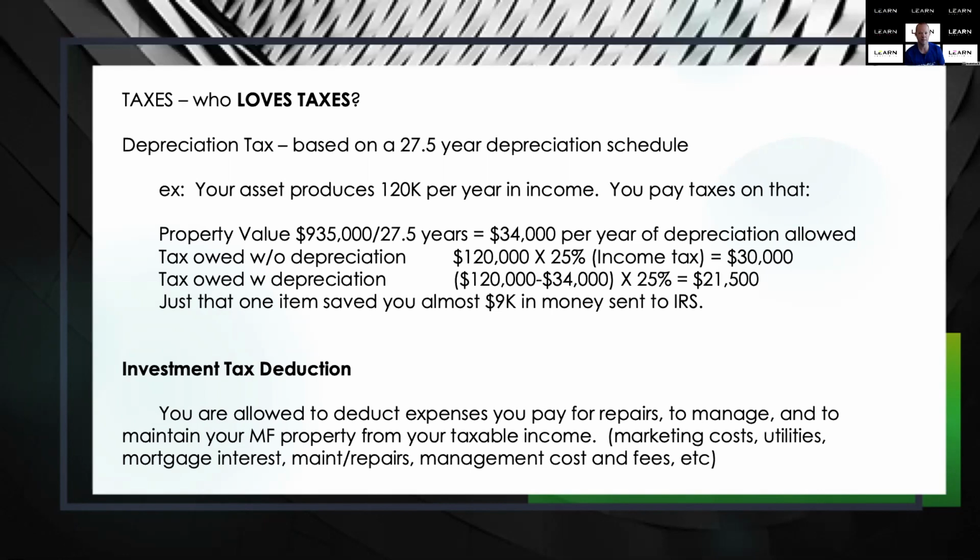Now you owe taxes on that money. So the taxes owed without depreciation are your $120,000 times your 25%, we're assuming a tax bracket. That's $30,000 you owe the IRS. Now, taxes owed with the depreciation, you have 120,000 minus 34,000 times your 25% tax is $21,500 that you owe the IRS. So just that one item alone saved you almost $9,000 with the IRS. It's not a bad deal. You want to take that depreciation.